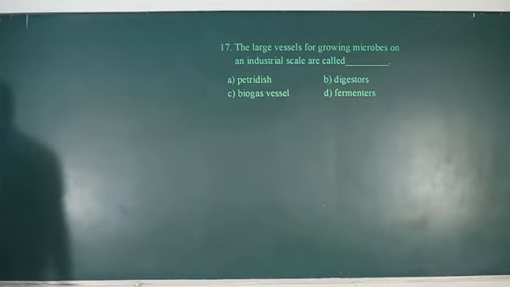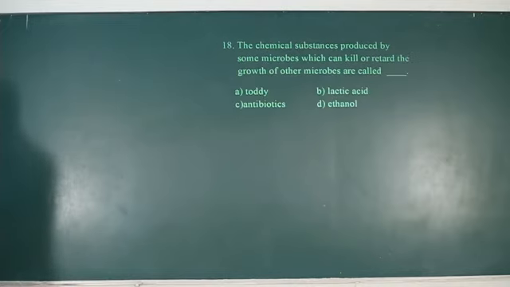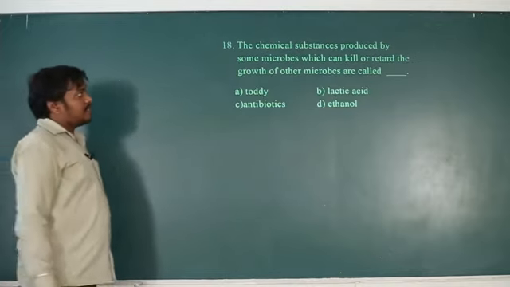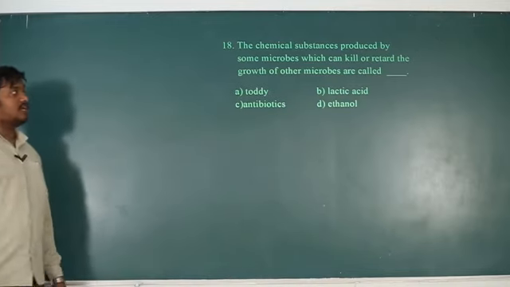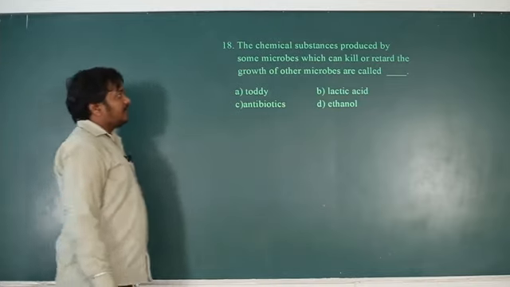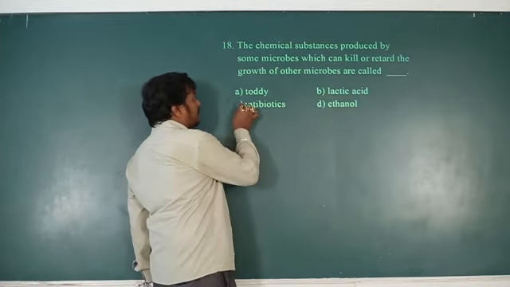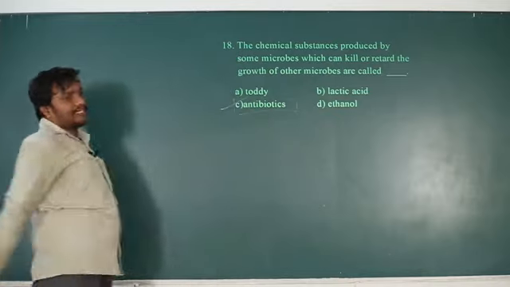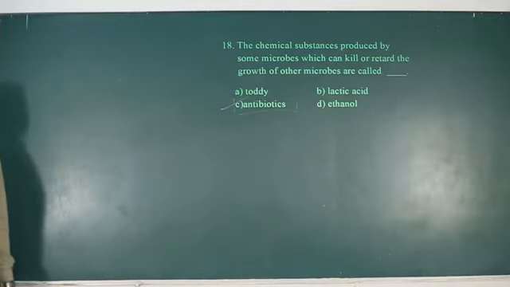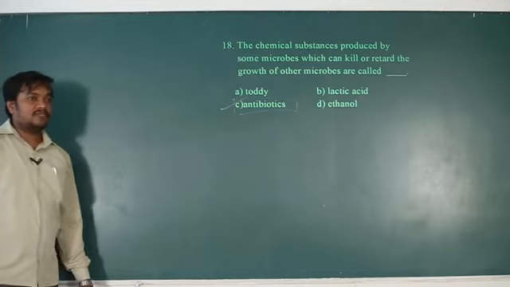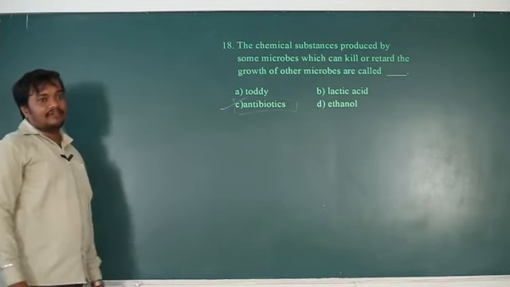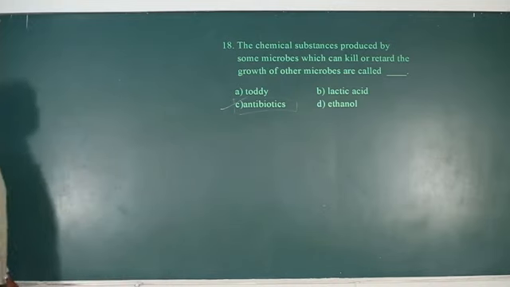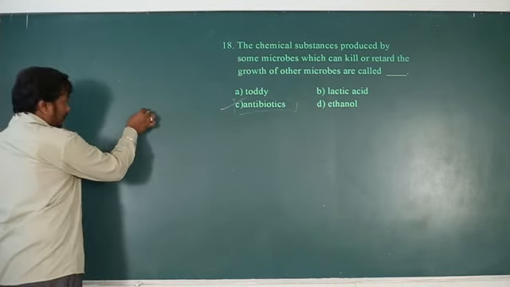Okay, next move on to question number 18. The chemical substance produced by some microbes which can kill or retard the growth of other microbes are called toddy, lactic acid, antibiotics and ethanol. Obviously they are called antibiotics. Antibiotics are the chemicals that prevent or retard the growth of other microorganisms, especially bacteria. The first antibiotic was penicillin. Alexander Fleming identified the antibiotic property of penicillin.